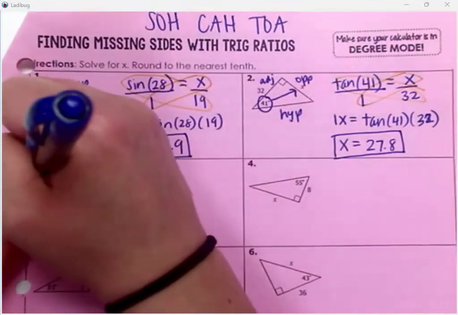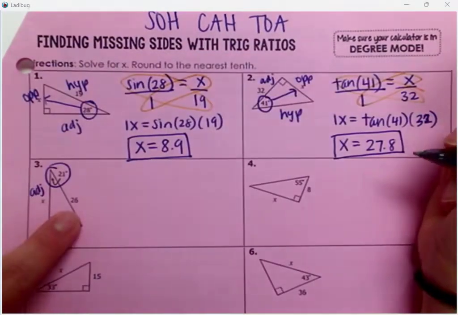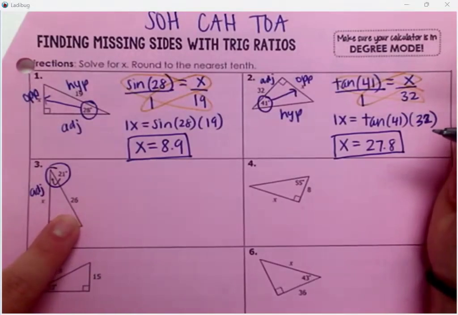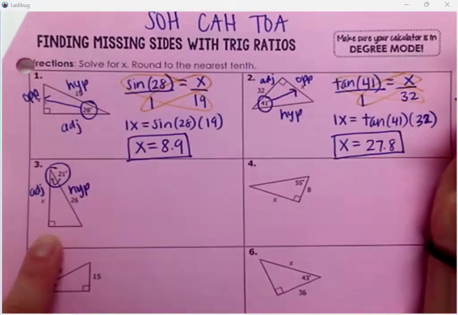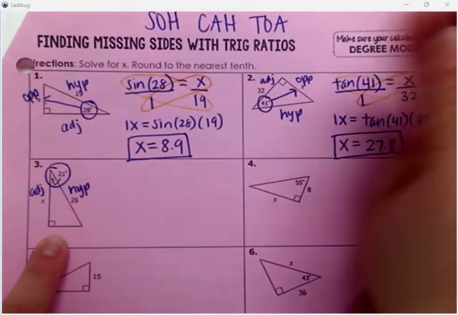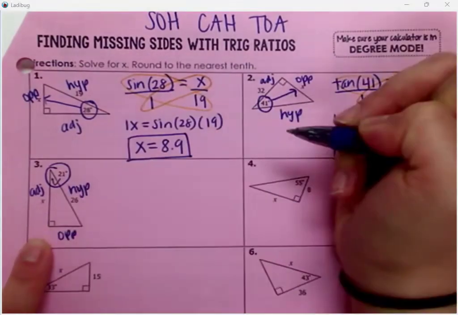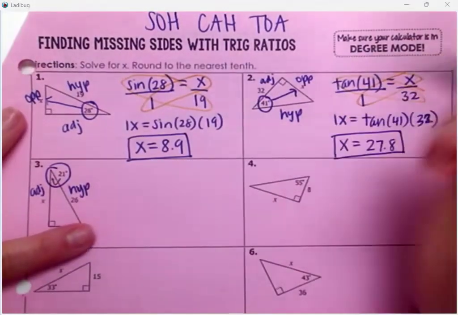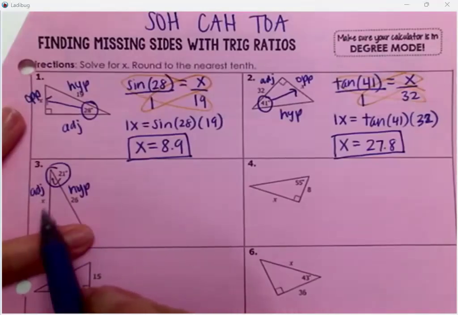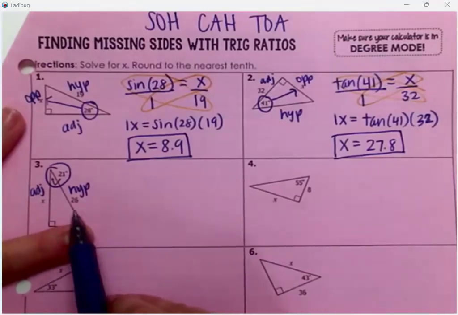Adjacent, because it is next to my angle. What do I label the 26? The hypotenuse. Okay. Do I need to label this side if I don't have anything there? You can if you want to. It is considered the opposite, but you're not going to use it because there's nothing there. So if I am looking at just the 2 sides that they provided me, I'm dealing with adjacent and hypotenuse.